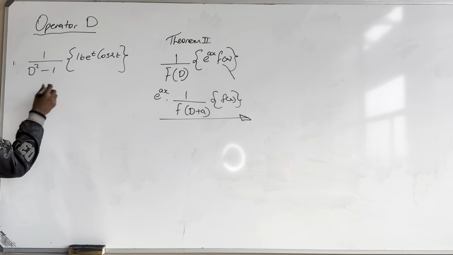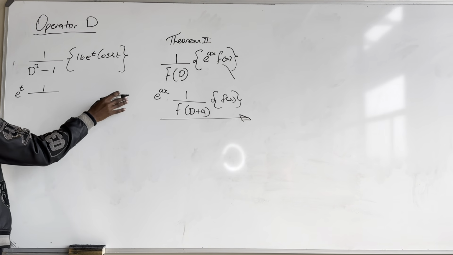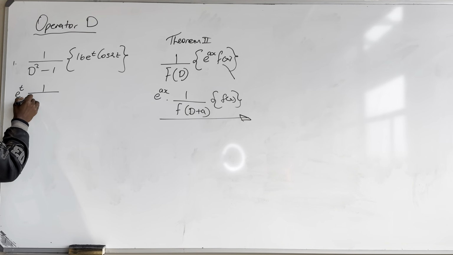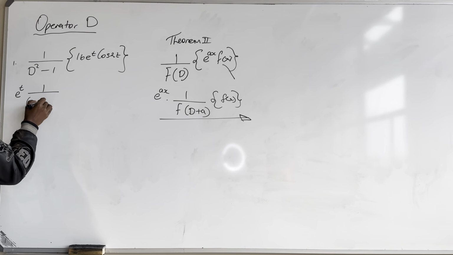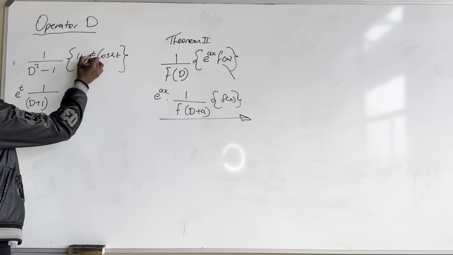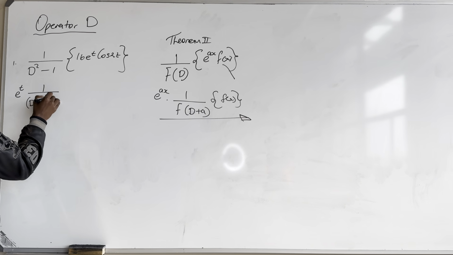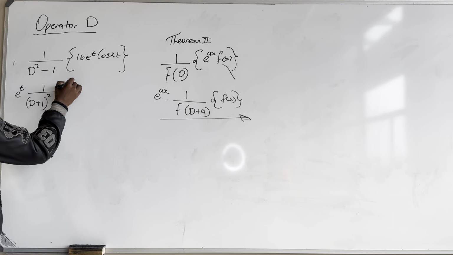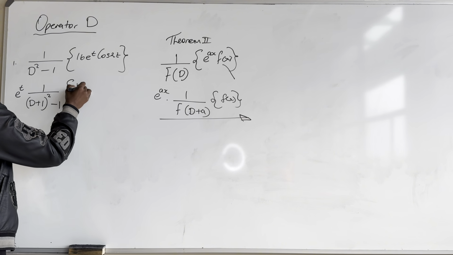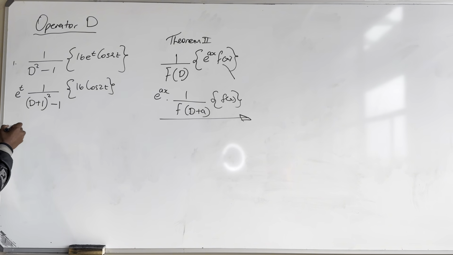So what we are going to do is take this e to the power of t aside, and then we apply theorem 2. So we'll say D plus 1, because we can see this is our 1 here. So we'll have D plus 1 all squared, and then minus 1, operating on 16 cos 2t.